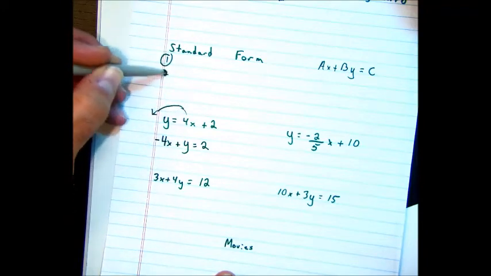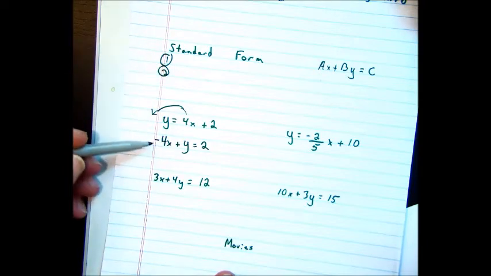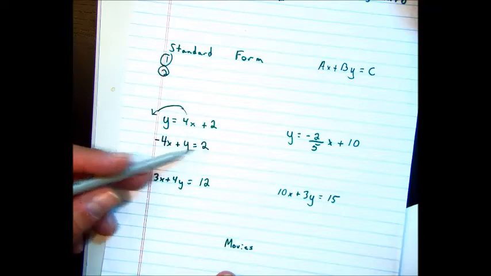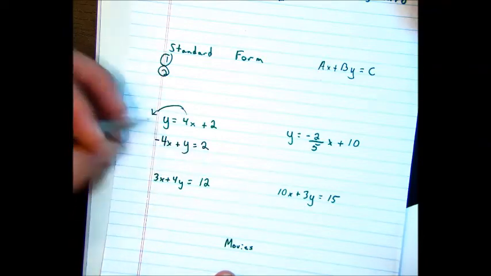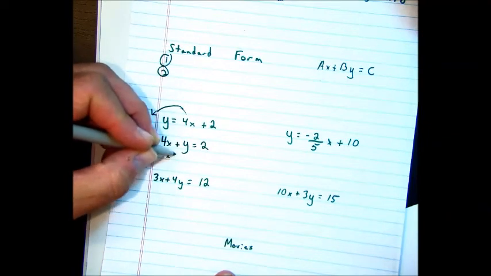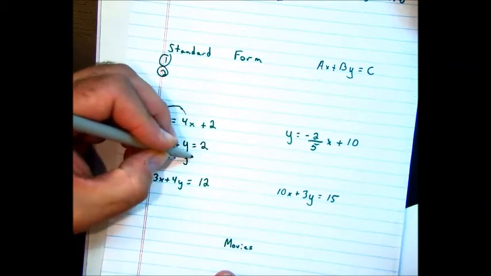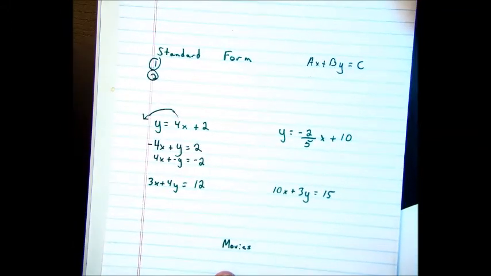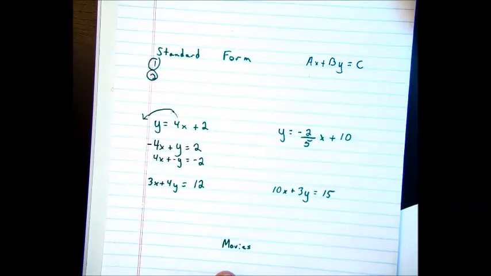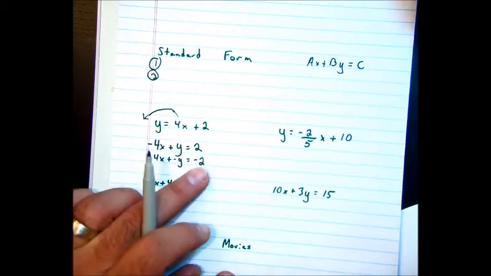Second, is there any negative in front of the x? Yes. So I have to get rid of that, and this is easy. I just change all the signs. Now that's the same as multiplying by -1, but there's no reason to worry about that. I just change all the signs.